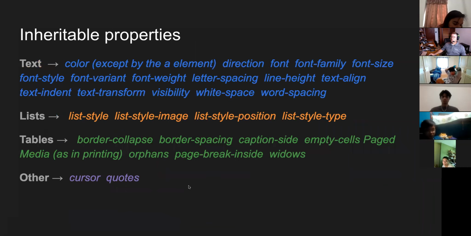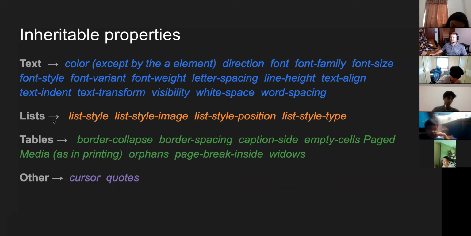All right, so let's talk about inheritable properties. Concerning text, you have color, except for the anchor element, the hyperlink; it doesn't work on that. Direction, font, font family, font size, font style, all of these concerning text are inheritable. Again, except on the anchor element, the href. You know what I'm talking about, right?